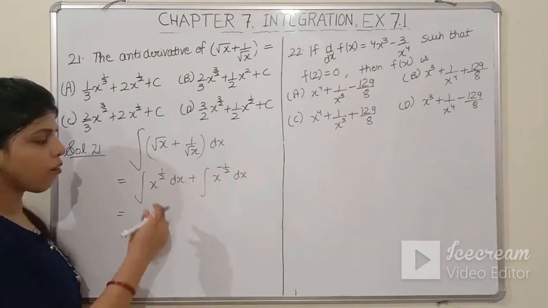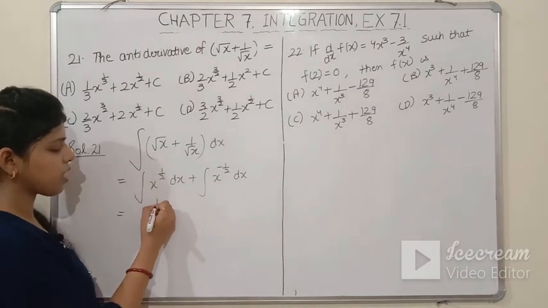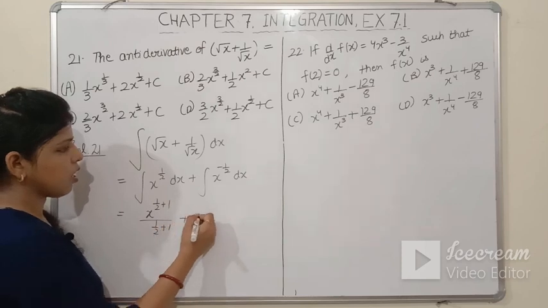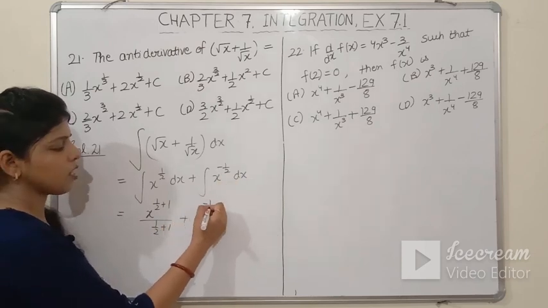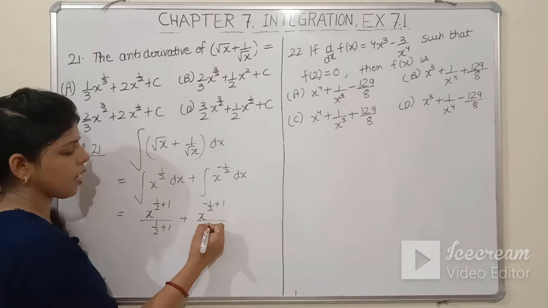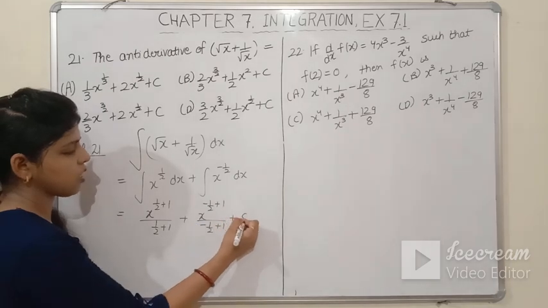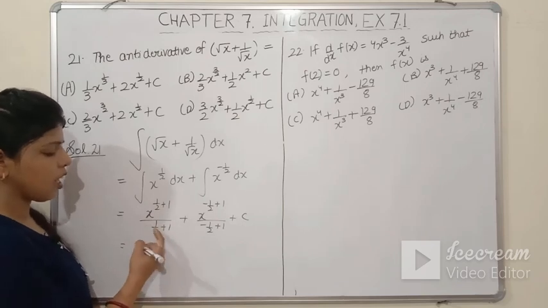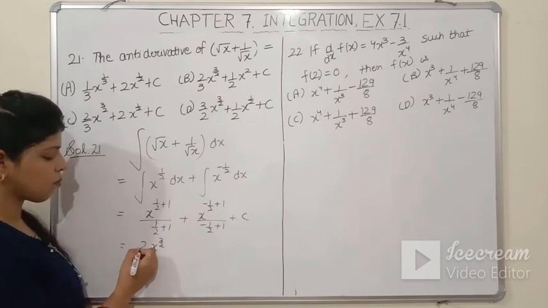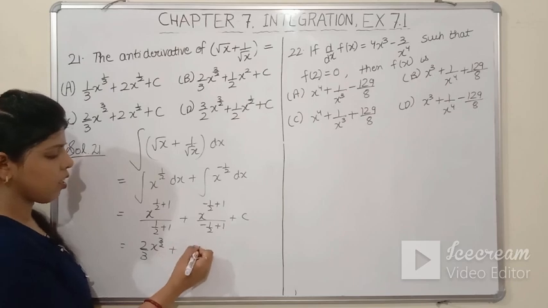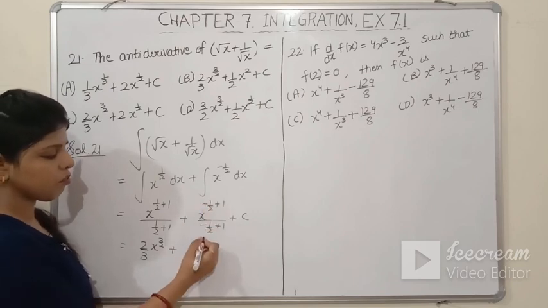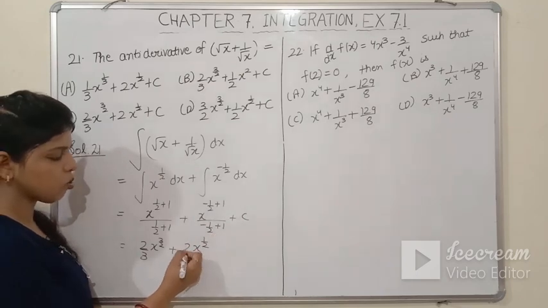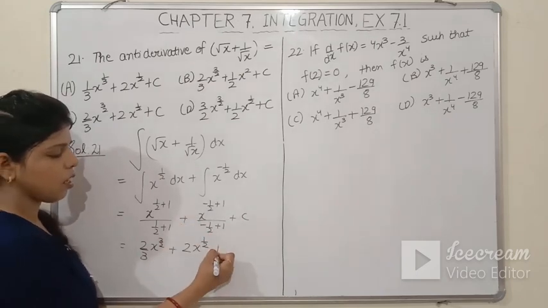Now using the formula of x raised to power n, which gives you x raised to power n plus 1 upon n plus 1. X raised to power n is x raised to power minus 1 by 2 plus 1 upon minus 1 by 2 plus 1 plus c. So the answer is going to be x raised to power 3 by 2. In the denominator also we get 3 by 2, which becomes 2 by 3. Minus 1 by 2 plus 1 will become 1 by 2. In the denominator also we get 1 by 2, which becomes 2. 2 will come in the numerator plus c.